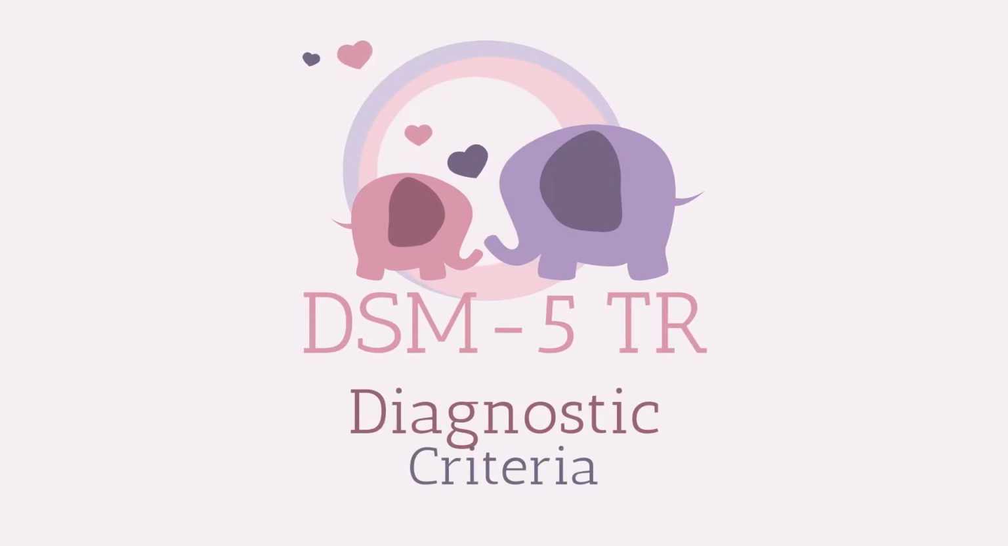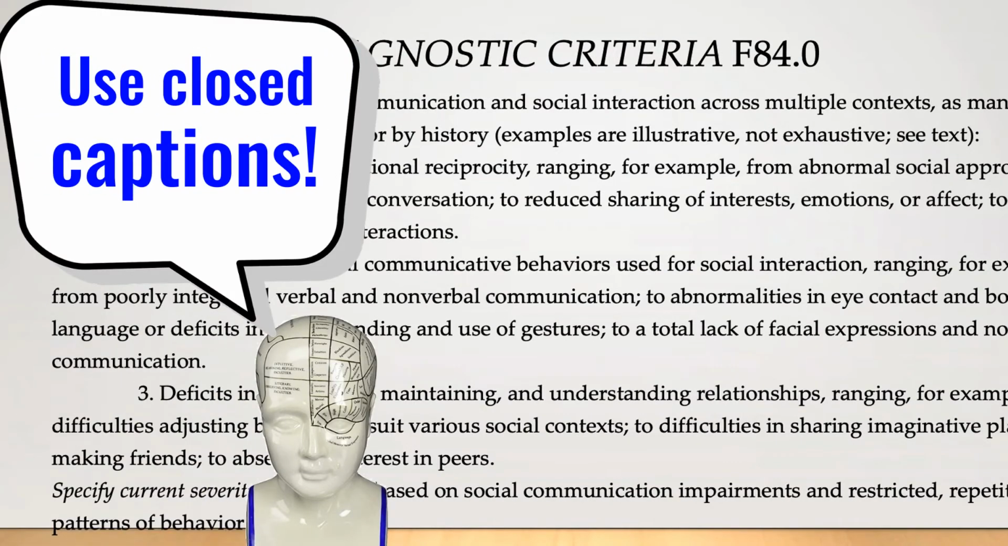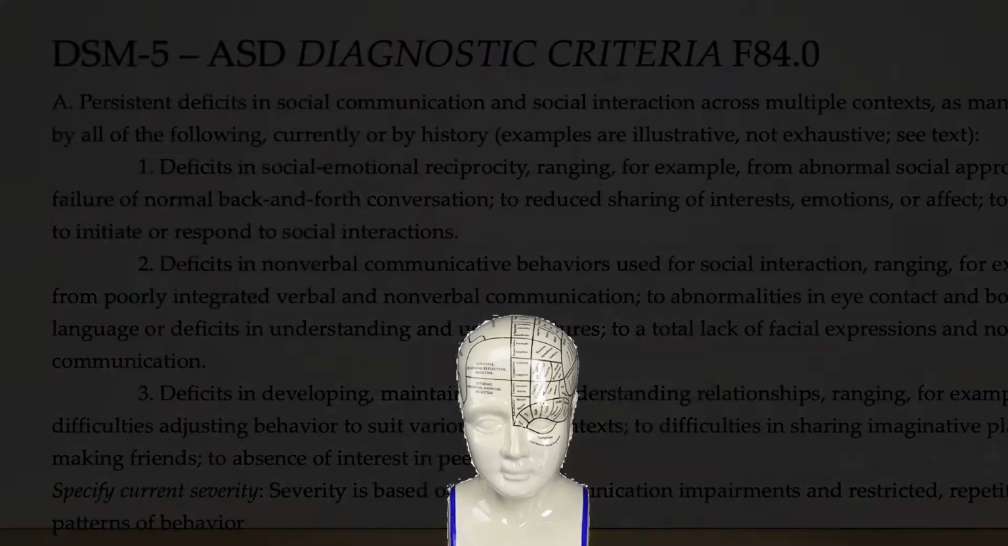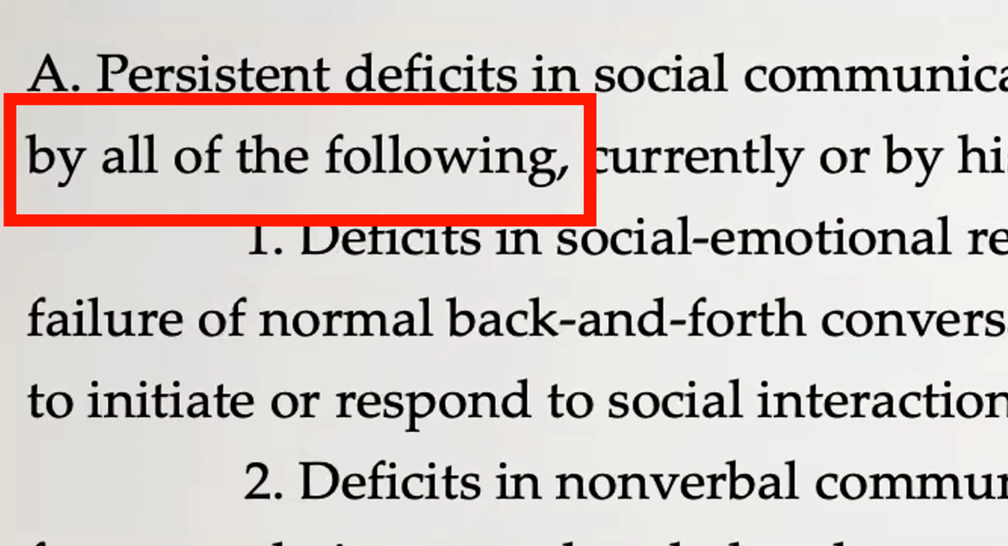There were some minor changes in the revised edition. The DSM-5-TR has come out this summer, and there are some minor differences. They're very minor. This one now says, as manifested by all of the following, instead of by some or by the following. They just wanted to make sure that people understood that all of these things need to be in play in order to get an ASD diagnosis.